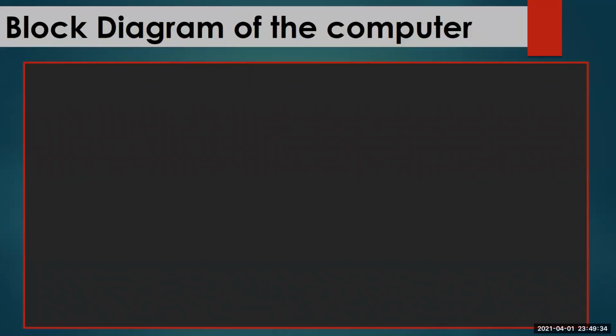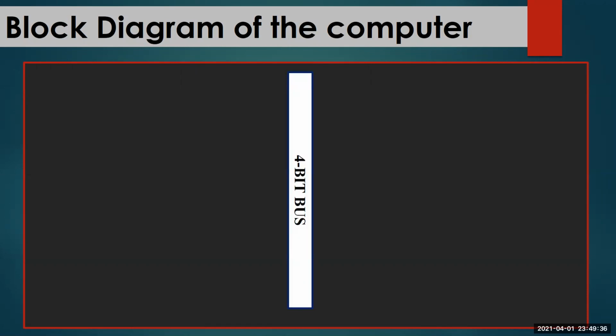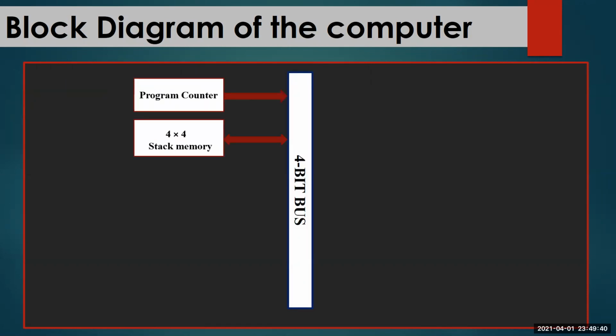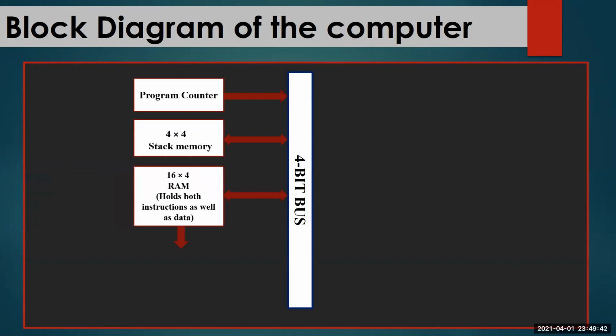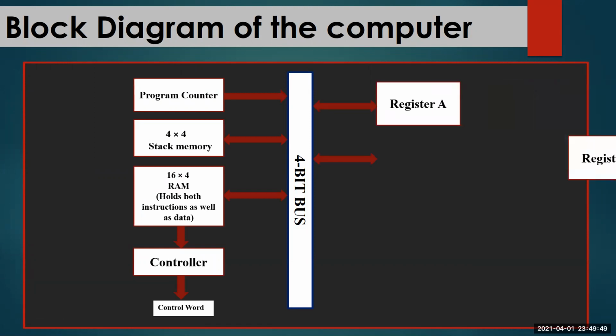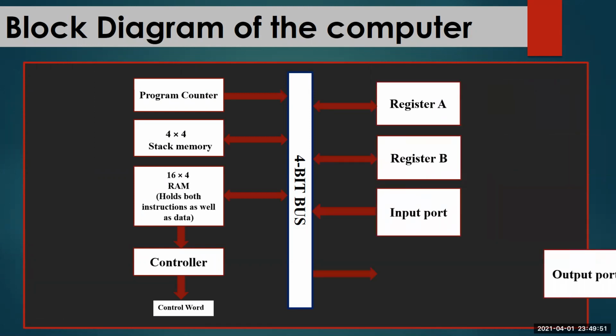Now let us have a look at the block diagram of the computer. We have a 4-bit bus, a program counter, a 4 by 4 stack memory, and a 16 by 4 RAM which holds both instructions as well as data. We have a controller that sends the control word, two registers, register A and register B, and an input port and an output port.